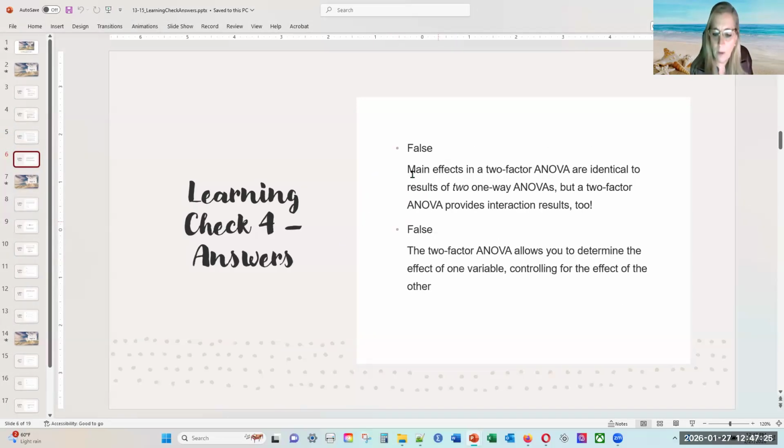Both are false. Main effects in a two-factor ANOVA are identical to results of two one-way ANOVAs, but a two-factor ANOVA provides interaction results too. Remember, that's why we do it. Also, it's false. The two-factor ANOVA allows you to determine the effect of one variable while controlling for the effect of the other.